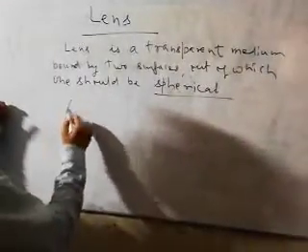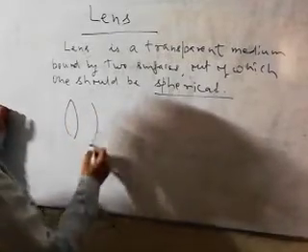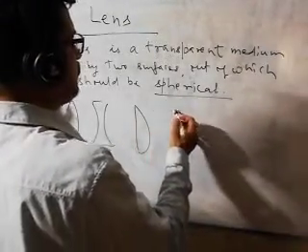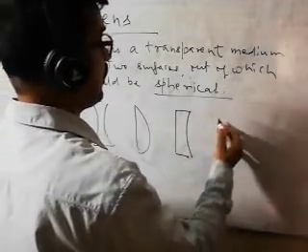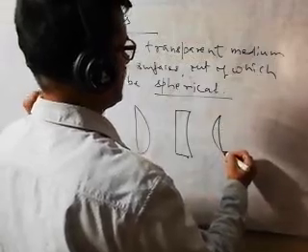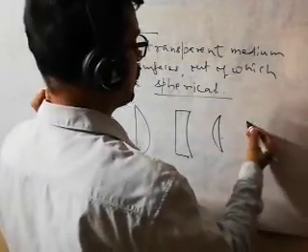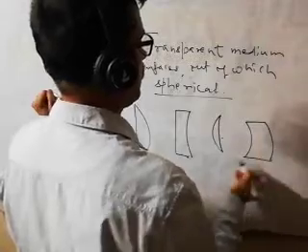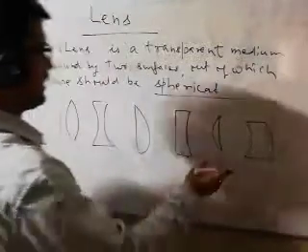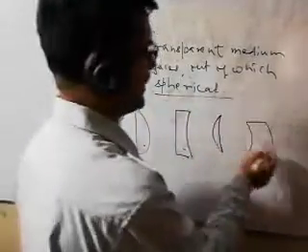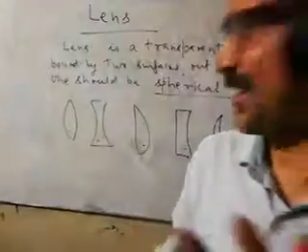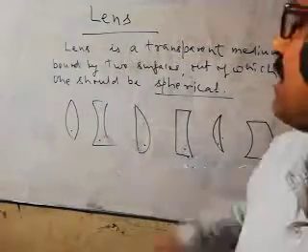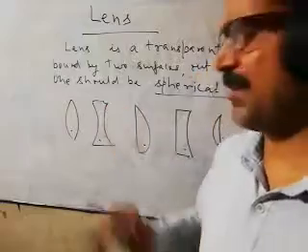Like we are talking about double convex lens or double concave lens, or plano-convex lens or plano-concave lens, or concavo-convex lens or convexo-concave lens. So there are 6 types of lenses. Out of these 6, we have to study in detail the double convex lens, or simply convex lens, and the double concave lens, or simply concave lens.